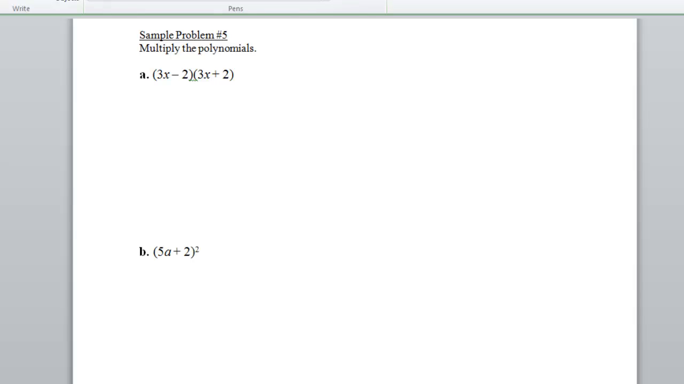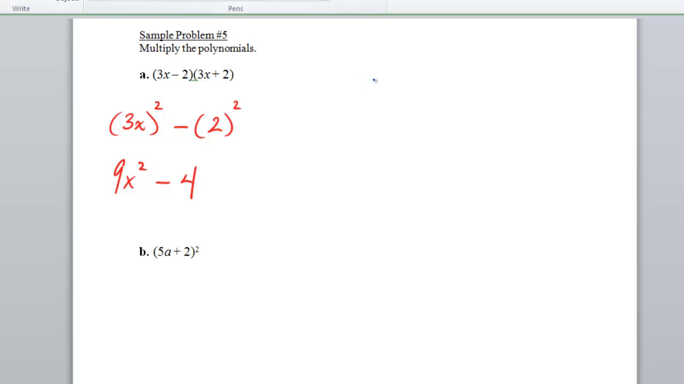Okay, so for the first one, I'm going to work just the pattern itself. And so we see we have a sum and a difference between these two binomials. And so what I can do is take the a value and square it. And then, of course, that's going to give me my difference of squares with my b value squared, which is going to give me 9x squared minus 4. And you can see the difference of squares pattern there.